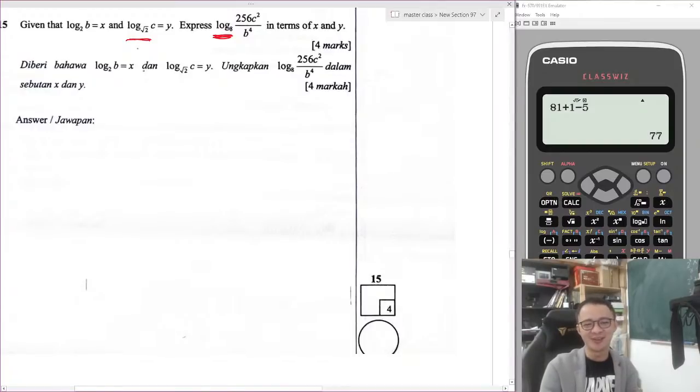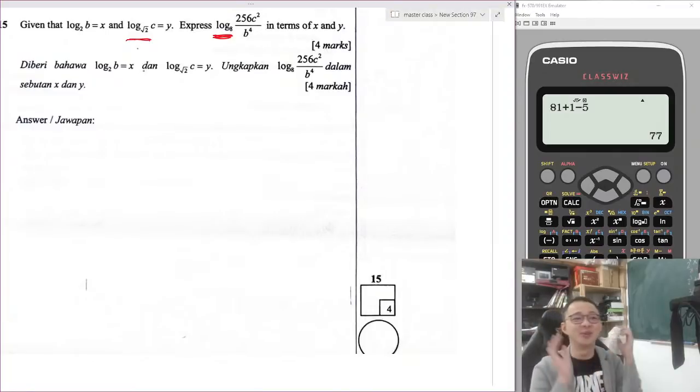So should I buy the class width calculator? Yeah, if you have the money, of course. If you are from a lower income family, just use whatever you have. But if like 70 to 80 ringgit is okay or acceptable for you, go ahead and buy it, no problem.